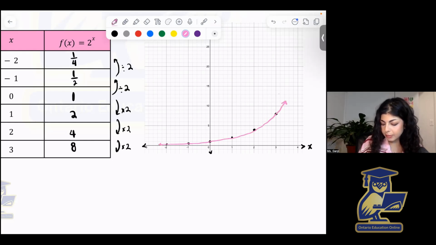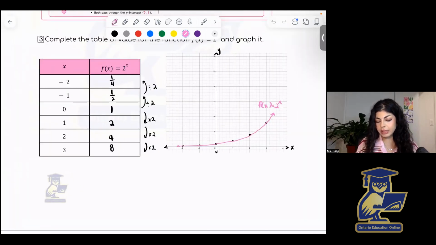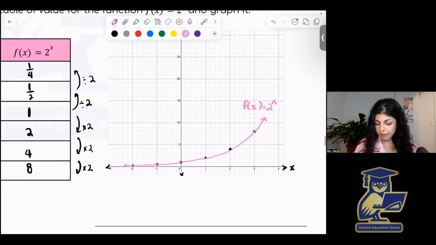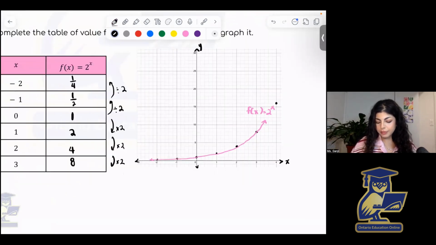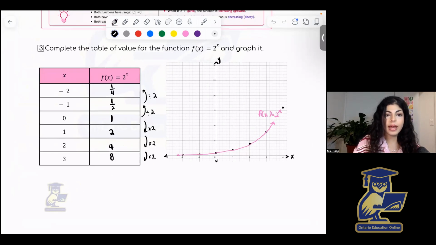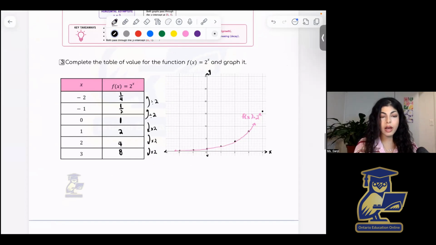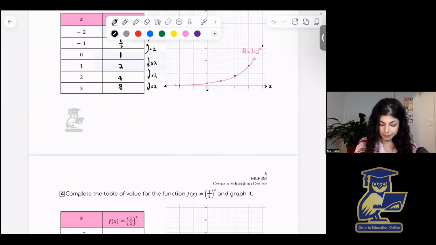And that is my f of x is equal to 2 to the power of x function right there. And you can see that it is exponentially growing. And if I continued this, I would have also had this one as a point here, which is 2 to the power of 4. So you can continue that, and that would be your graph for the exponential function of 2 to the power of x.